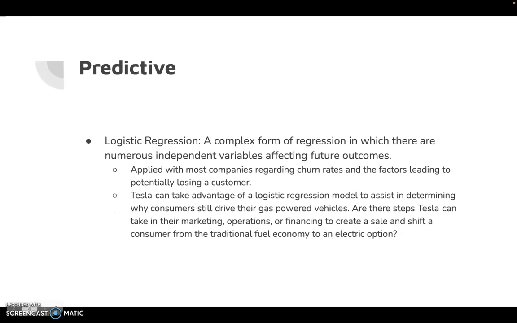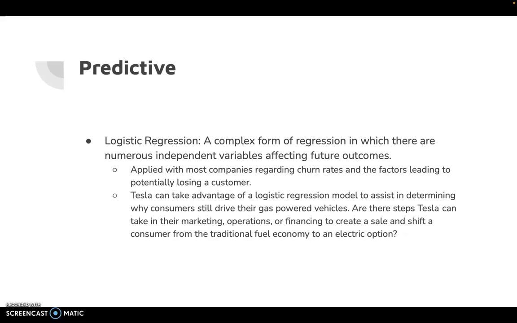For our predictive analysis, we have selected logistic regression, which is a complex regression in which we have multiple independent variables instead of just one that could affect the future outcomes. This has been applied within a lot of large companies regarding churn rates for customers and what factors could potentially lead to losing those customers.